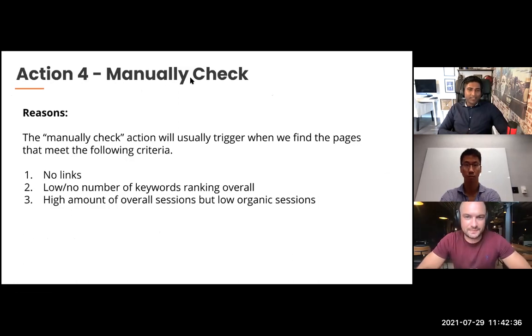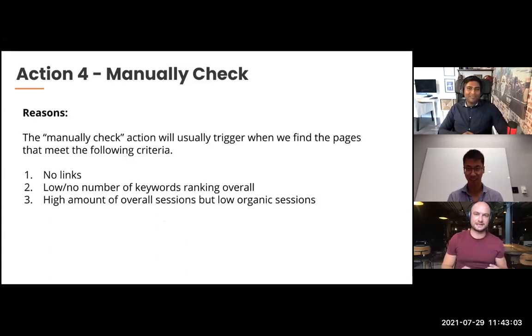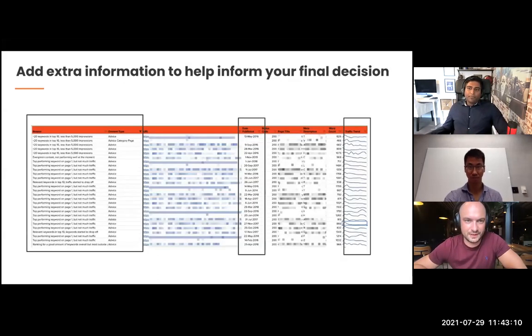And this fires up if the pages meet the following criteria. It's got no links, no keywords ranking, no conversions, but it's got a high amount of sessions and a low amount of organic sessions. Again, it comes to that point: why is someone finding this useful but it's not ranking organically? So these are ones we manually check. To be honest, it's a confusing term because we check nearly all of them, just not as manually as the manually check box. We don't just mass delete or mass redirect, as we've said. We do apply a few other checks, which I'll show you in a sec.